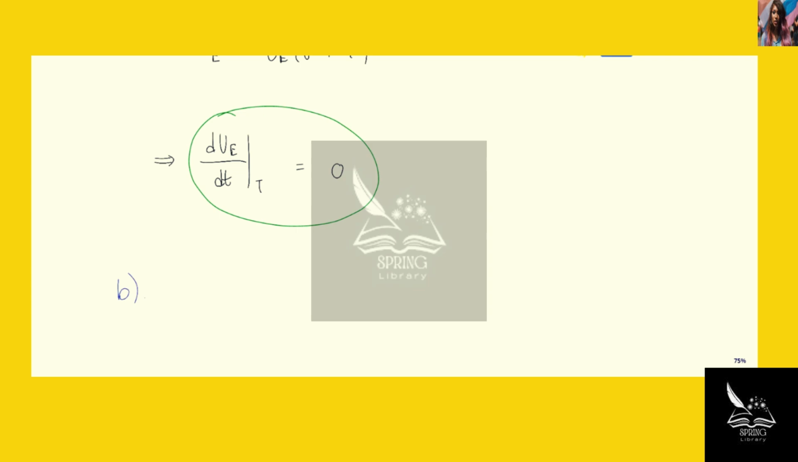Now for part B, we want to show that the energy stored in the inductor also does not change. Now the current I is also a periodic function of time, and so this must be the same for the energy stored in the magnetic field of the inductor. And so U_B is also a periodic function of time, which means that this energy is constant over a period.